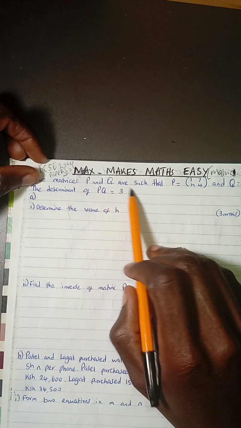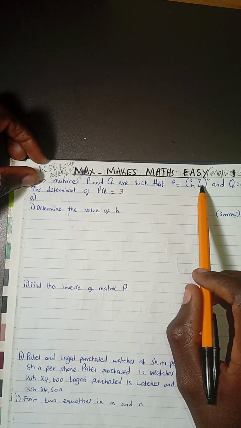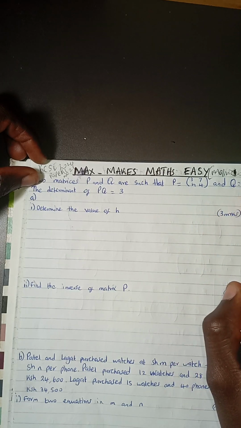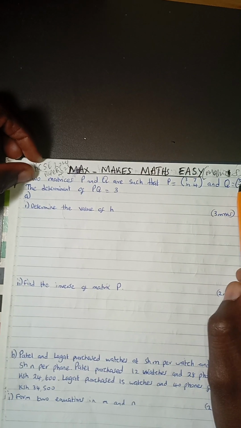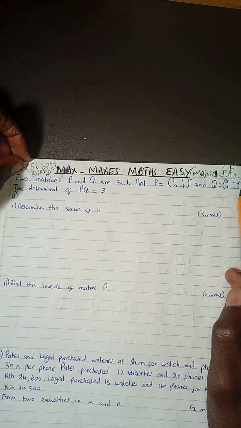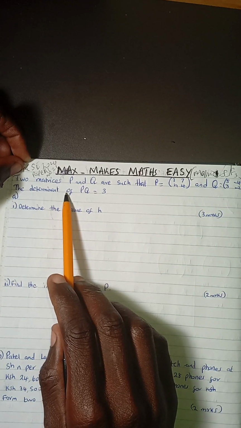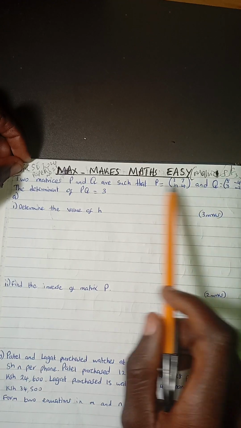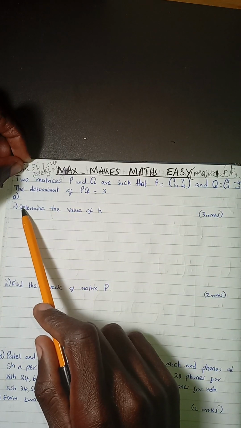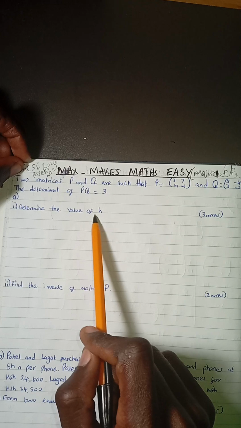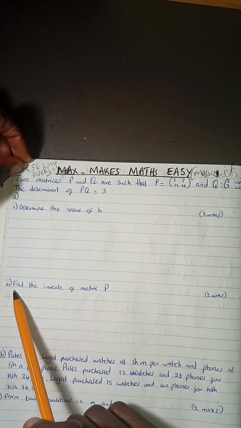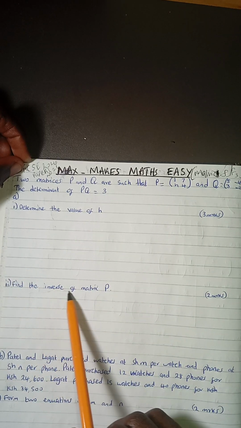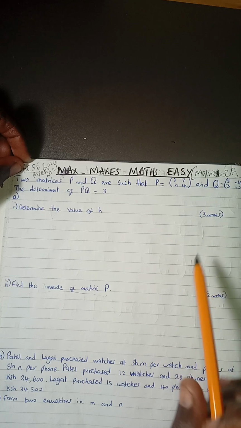Two matrices P and Q are such that P is equal to [3, 7; h, 4], and Q is equal to [5, -4; 3, -2]. The determinant of PQ is equal to 3. So the determinant of P multiplied by Q is equal to 3. The first question, we are told to determine the value of h. The second question, part a, we are told to find the inverse of matrix P.